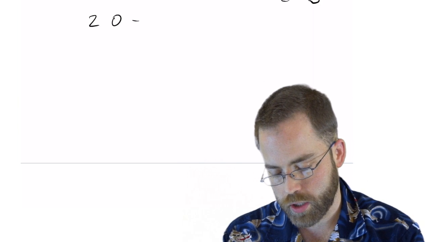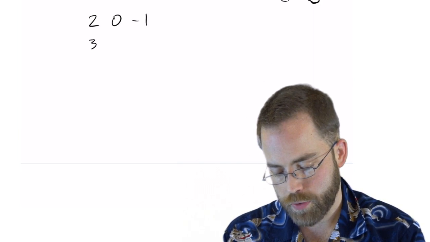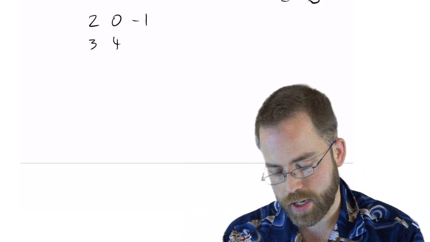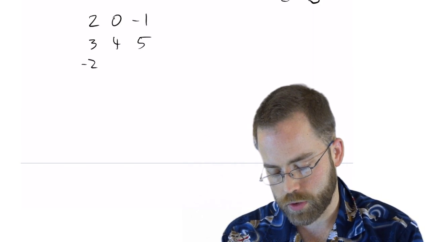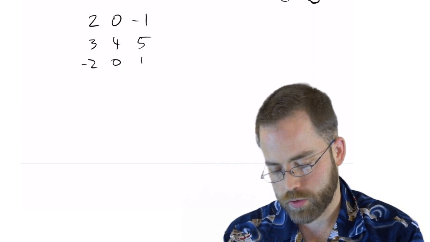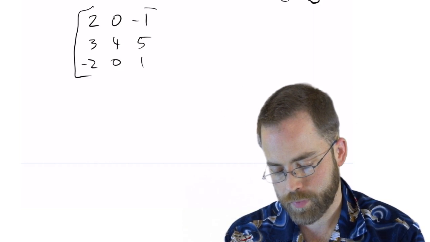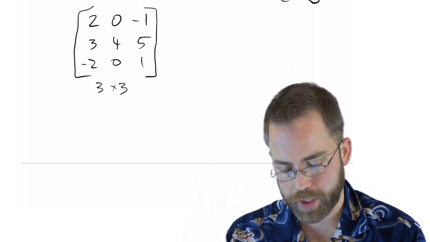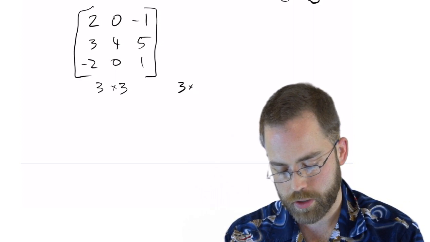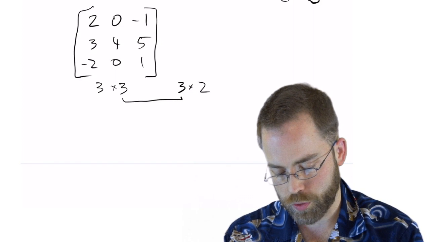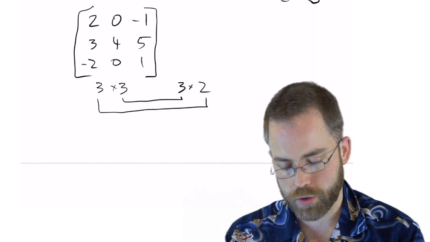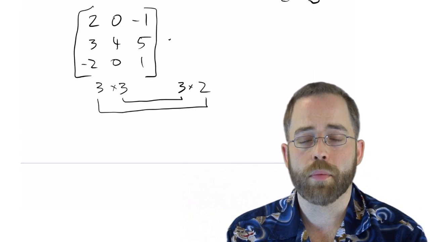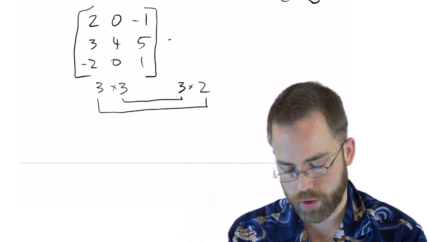So if I make up some numbers here, 2, 0, -1, 3, 4, 5, -2, 0, 1. So there's a 3x3. And so whatever I'm gonna multiply against, there has to be a 3 there. So let's do a 3x2 so that our answer will be a 3x2.